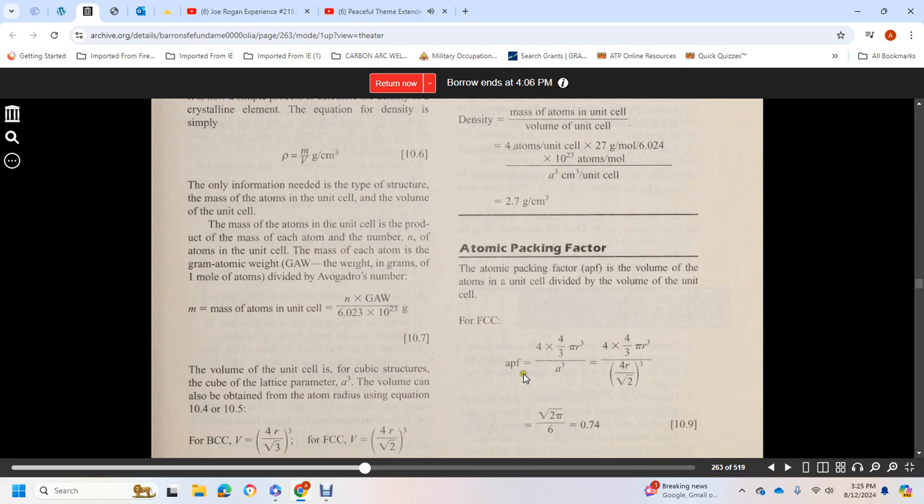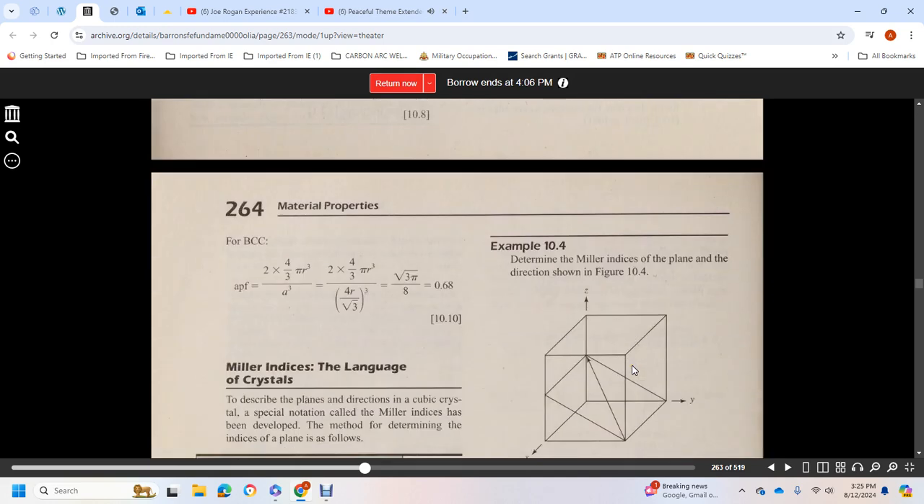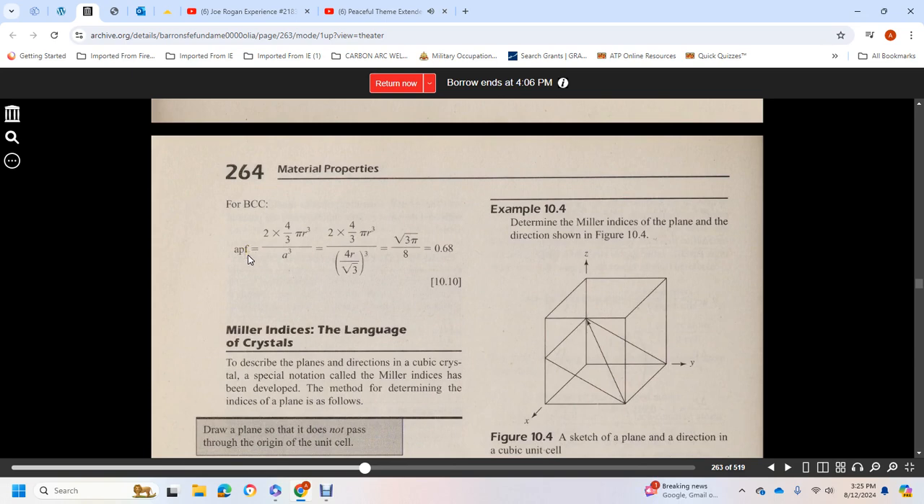For FCC, the atomic packing factor is 4 times 4/3 pi r cubed over a cubed, which equals 4 times 4/3 pi r cubed over (4r over the square root of 2) cubed. For BCC, the atomic packing factor is 2 times 4/3 pi r cubed over a cubed, which equals 2 times 4/3 pi r cubed over (4r over the square root of 3) cubed, which equals the square root of 3 pi over 8.